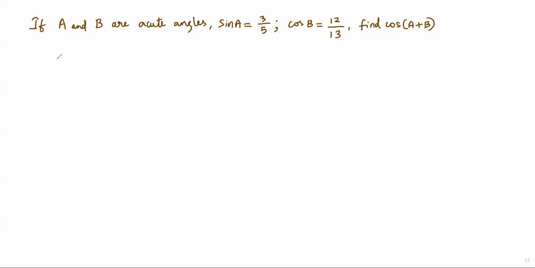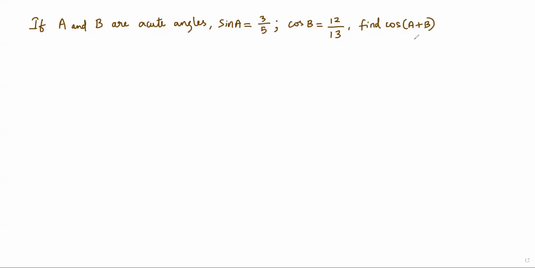Here we have three pieces of information in the question. The first one is A and B are acute angles. The second one is the value of sine A is given, that is 3 over 5. The third one is the value of cosine B is given, that is 12 over 13. Using this information, we have to find the value of cosine of A plus B.